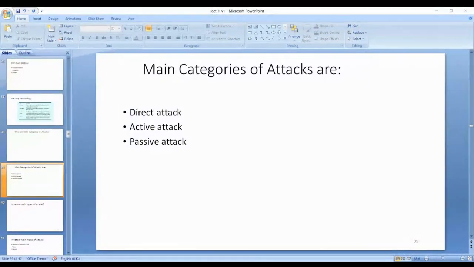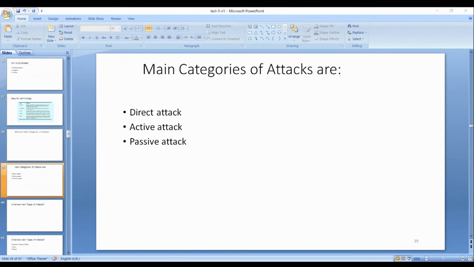Then you have passive. Or first we can say active. Because we are talking about security or safety, he can have data theft as well as damage. Active attack.